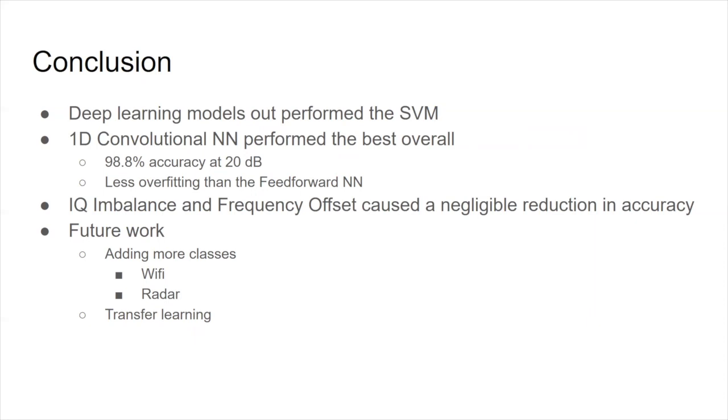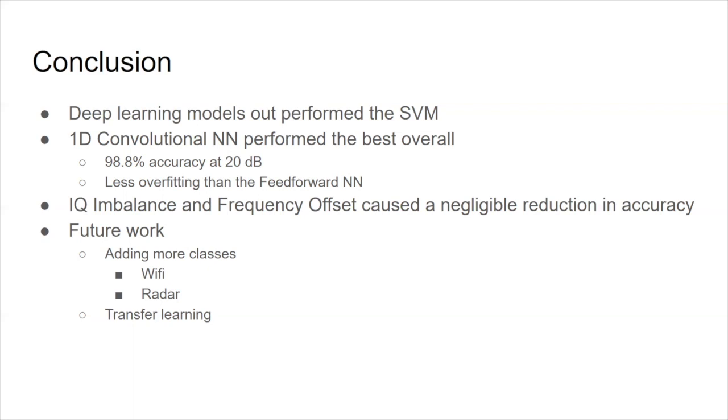So in conclusion, we see that the deep learning models outperformed the support vector machine. Overall, we would say that the 1D convolutional neural network performed the best, even though it had a slightly lower accuracy than the feed-forward network at 98.8% at 20 dB. The feed-forward network had a little bit of overfitting, which we don't have a lot of time to talk about now, but in the paper we can go into a little bit more depth about that. Another thing is that the IQ imbalance and frequency offset didn't really cause any large effect on the accuracy of any of the models. It was mainly just the Gaussian noise that had a large effect.